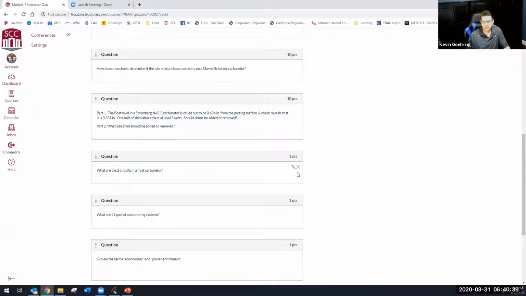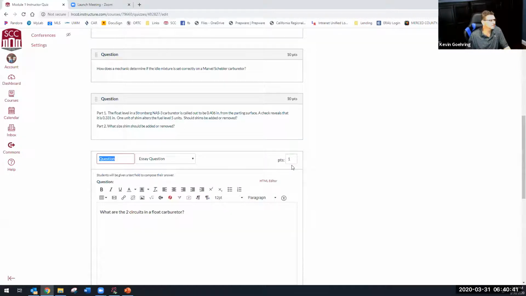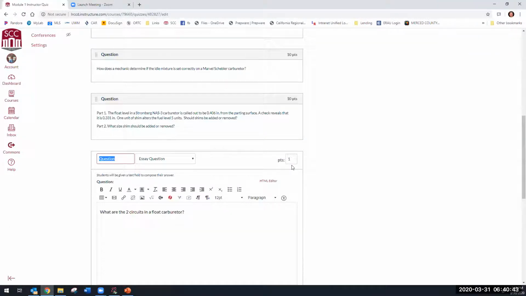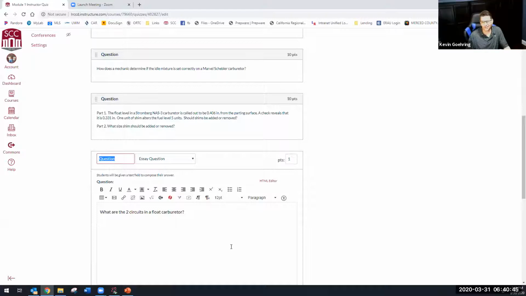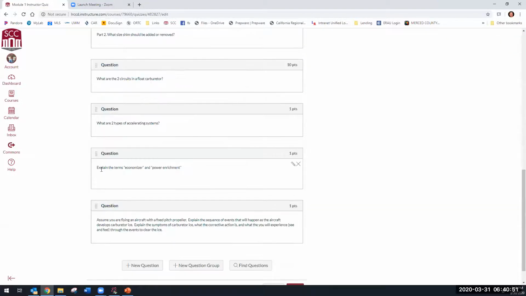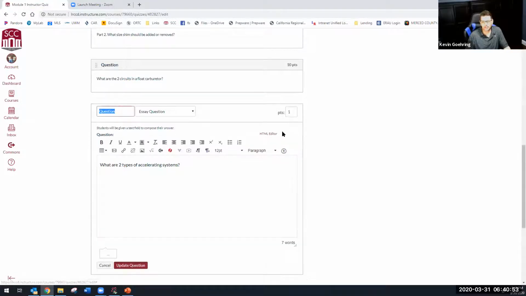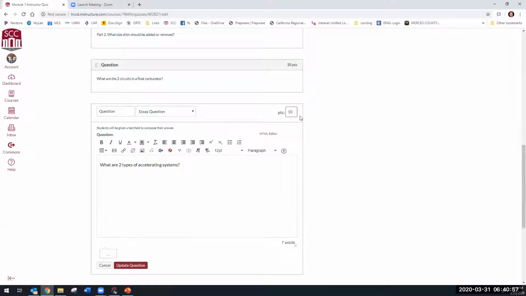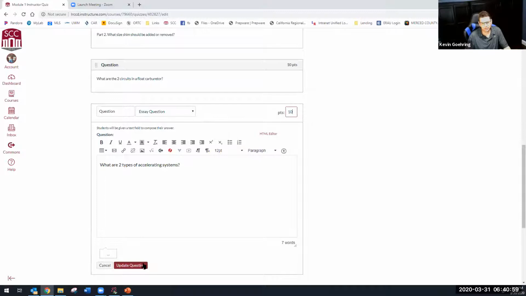What are the two circuits in a float carburetor? Idle and non-idle. Okay, idle and non-idle. I will take that. I say idle and off-idle more often than not, but that works. Two types of accelerating systems. Well and pump. Very good.